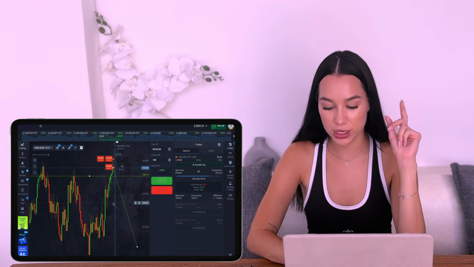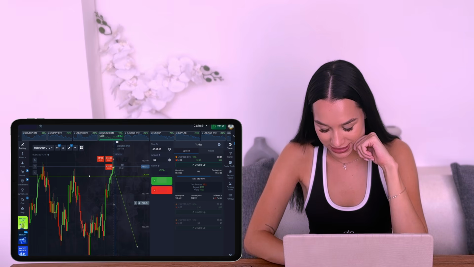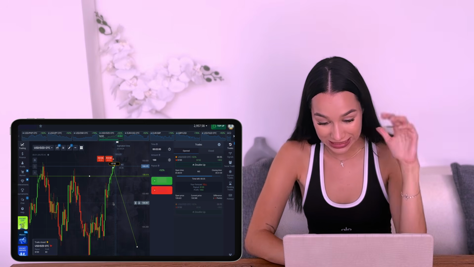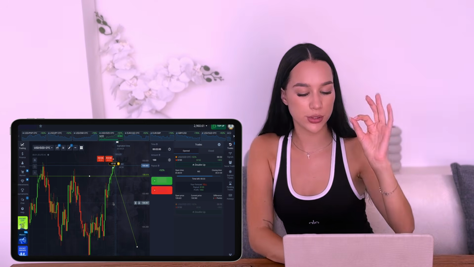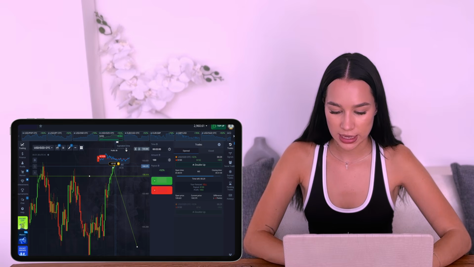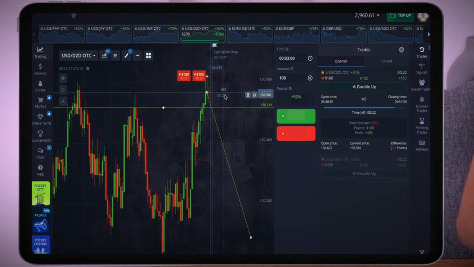On the first trade, we have just 10 seconds left. Now we're not in the plus there, so let's see. 4, 3, 2, 1. Okay, we closed that at zero literally, so we just saved our investment and got it back, but it's fine. It's even better than the minus, right?